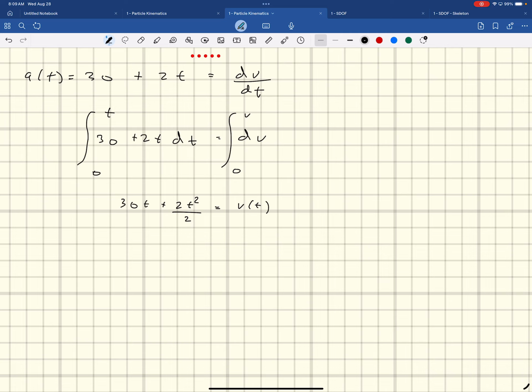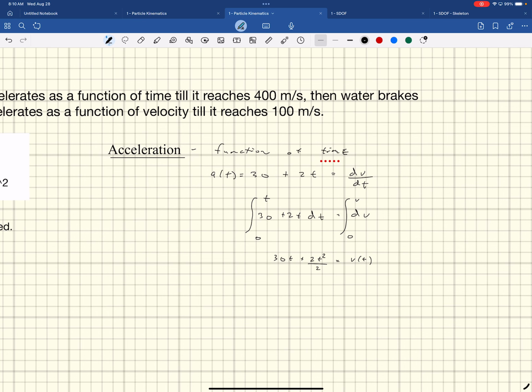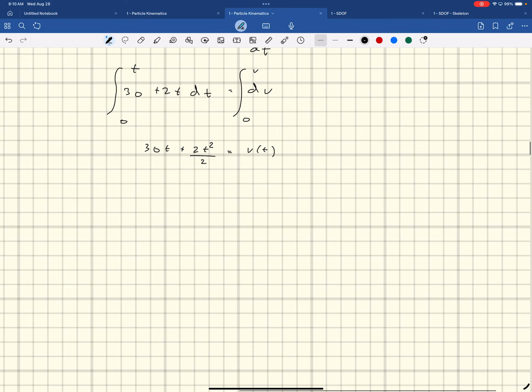Okay, so, bless you. At this point, we look back up at the problem statement. It says that it's going to be doing this acceleration until it hits 400 meters per second. And now I have its velocity as a function of time, so I can figure out how much time it takes to get to 400 meters per second. I just use that equation right there. I set the velocity as a function of time equal to 400, and then I solve that. And I end up getting t is equal to 10 seconds.